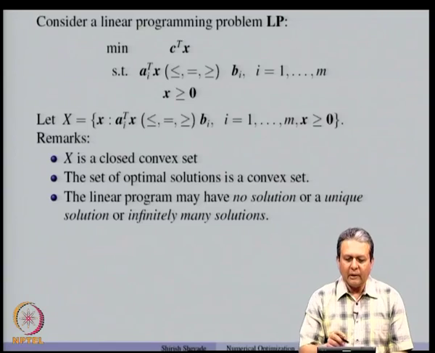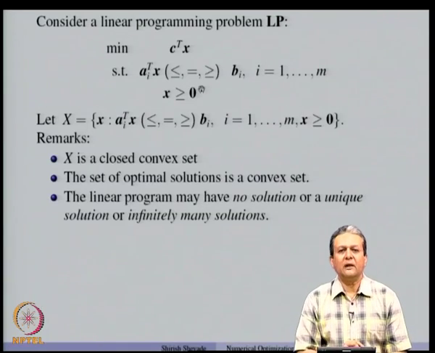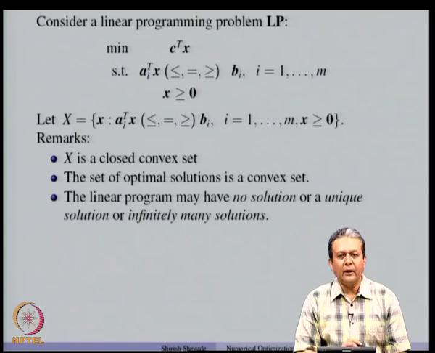The other possibility is that the set X itself is empty. So, then obviously there is no solution to the linear program. We also saw some cases where there exists a unique solution, and we also noted that the unique solution does exist at the vertex or an extreme point of the set X, and there is a possibility that a linear program may have infinitely many solutions.